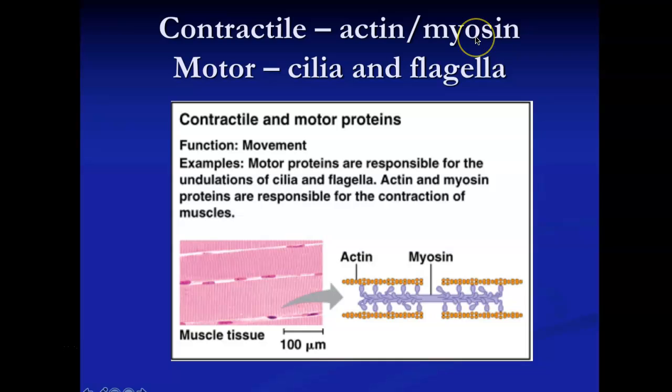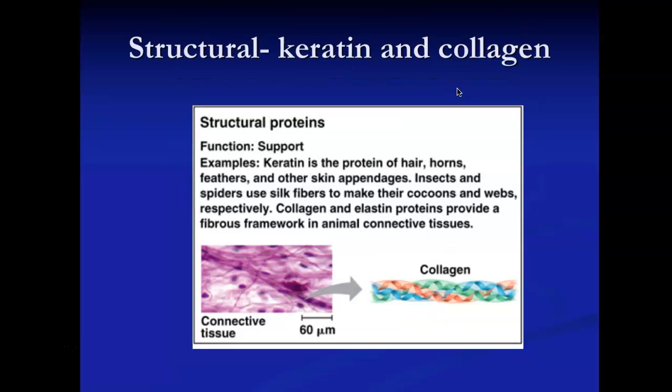Actin and myosin are two proteins that your muscles consist of. And then the cilia and flagella, which are the little thingies that hang off the outside of cells that allow single-celled organisms to move. Bacteria have flagella, amoebas have cilia, sperm cells have flagella, so proteins play a major part in movement. And then they play a major part in structure.